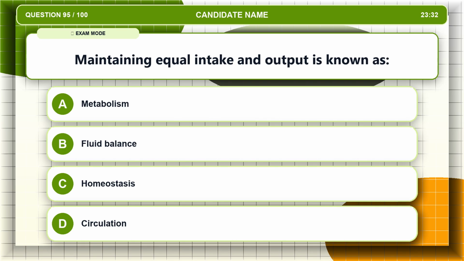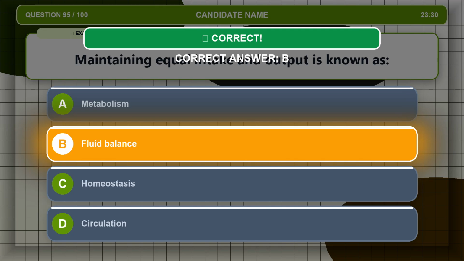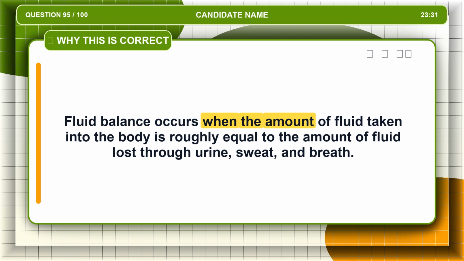Question 95. Maintaining equal intake and output is known as: Option A, metabolism. Option B, fluid balance. Option C, homeostasis. Option D, circulation. The correct answer is option B, fluid balance. Fluid balance occurs when the amount of fluid taken into the body is roughly equal to the amount of fluid lost through urine, sweat, and breath.